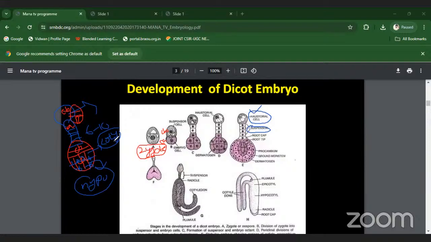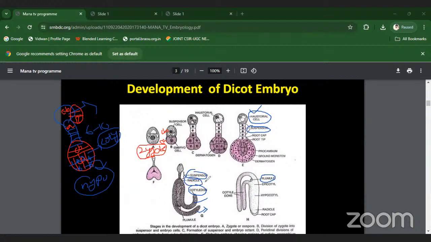the complete embryo developed. So if you take the dicot embryo, here is the plumule, and two cotyledons, discussed earlier. These are the cotyledons, arranged to the lateral side. And this is the suspensor. Already we discussed. This is the radicle.